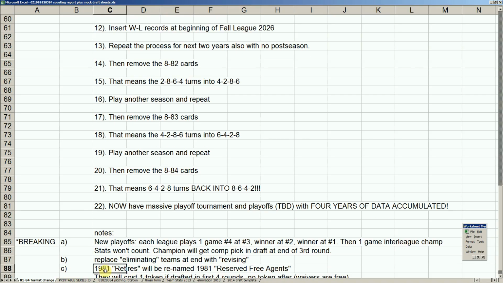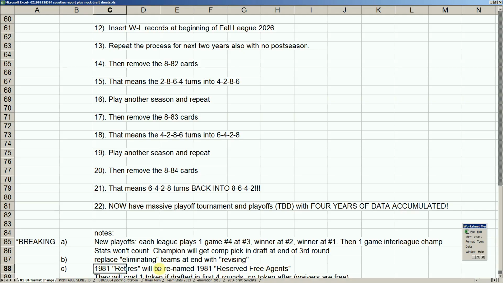Here's an interesting note also about the retirees. Well, you can't retire if you never go away, right? If these 4 years are constantly being utilized, we'll simply rename the retirement category as reserved free agents. So it'll be keepers, waivers, and reserve free agents.